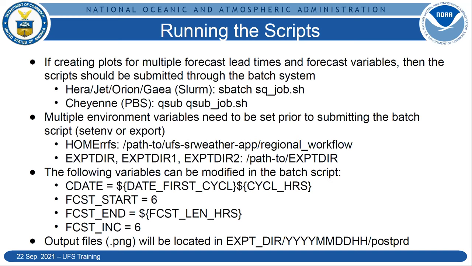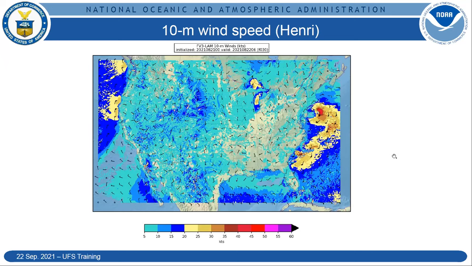Okay, so now I'm just going to show a few example plots that you can generate using these scripts. So this is another 10 meter wind speed plot. This one is from a model run initialized August 21st at 0Z, and it's valid 6Z on the 22nd, so it's a 30-hour forecast. And this is from EMC's real-time FV3 LAM parallel. And you can see tropical, I think it was a tropical storm at this time, Henri, just offshore the coast there of the Northeast US.